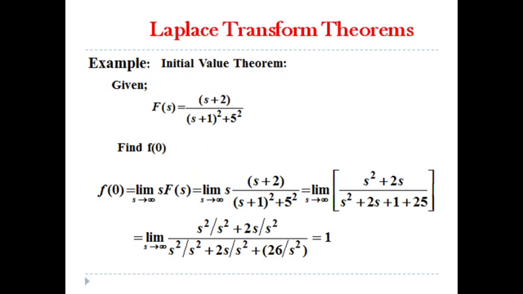So we'll see an example of the initial value theorem. Here we have the function F of s as (s plus 2) by (s plus 1) square plus 5 square, and we need to find f of 0. Then we can write f of 0 is equal to limit s tends to infinity s into F of s, according to the initial value theorem. By substituting the value of s tends to infinity, we get the output as 1, so f of 0 is equal to 1.